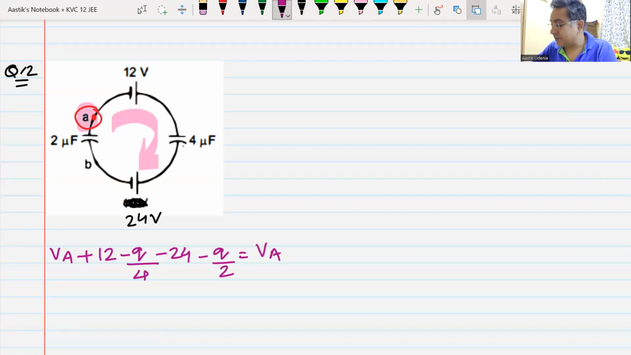If your answer comes positive, that means your assumption of the positive plate was correct. If your answer becomes negative, that means the positive plate was not positive, it was negative. Do we understand this? Yes or no? Yes, sir. Okay.